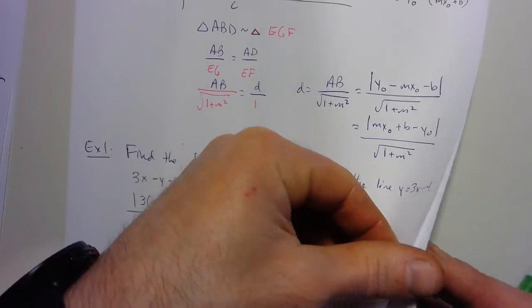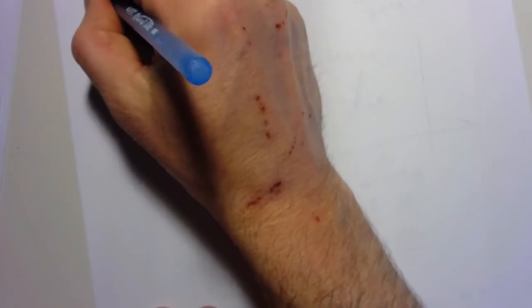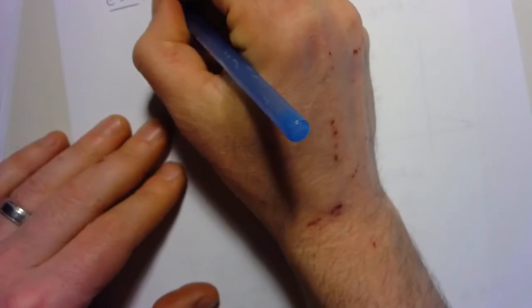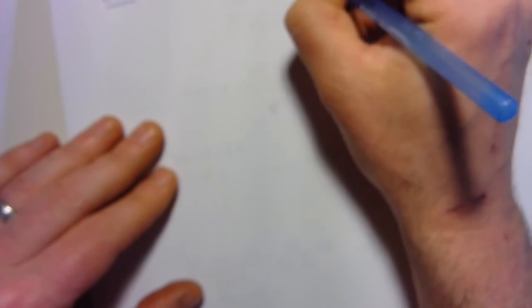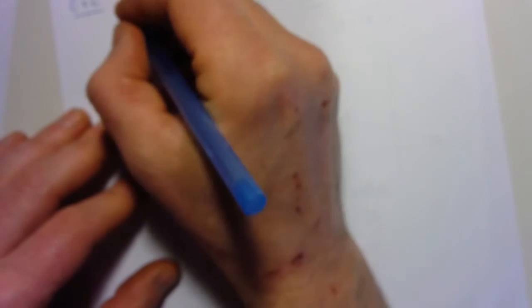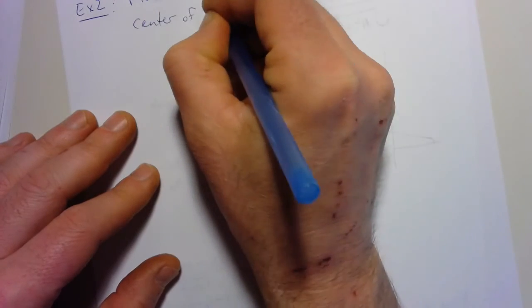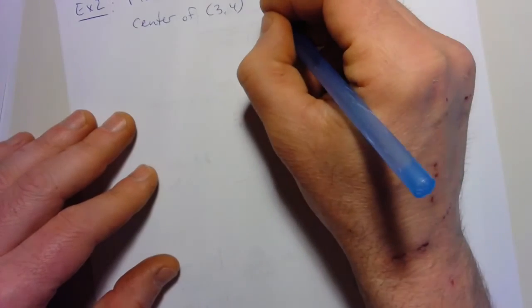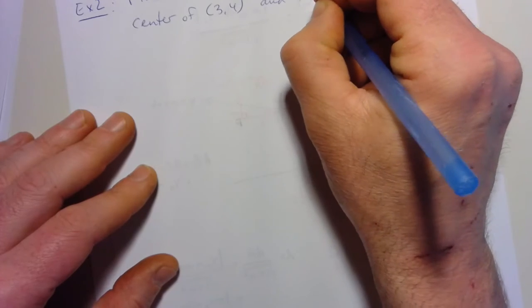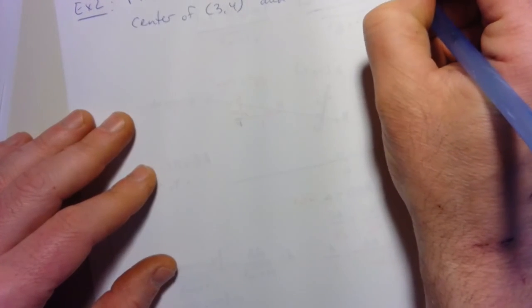So, next example that I did, if you saw it on the other notes, example 2. Find the equation of a circle that has a center of (3, 4) and that is tangent to, and then we just have a random line here. Let's do that for ourselves.